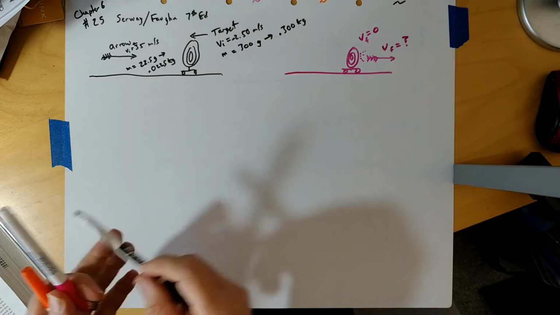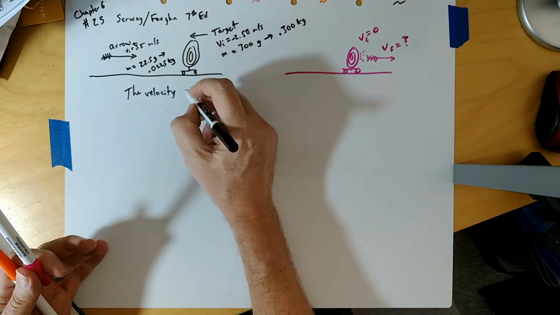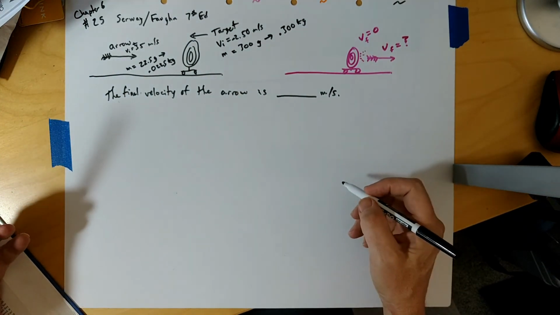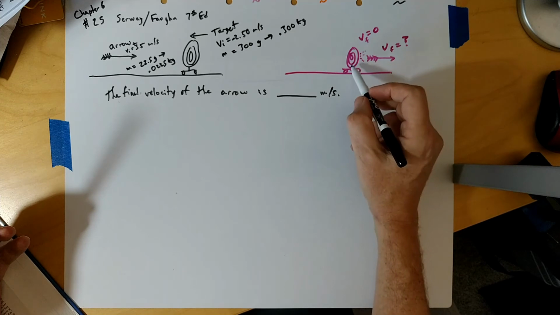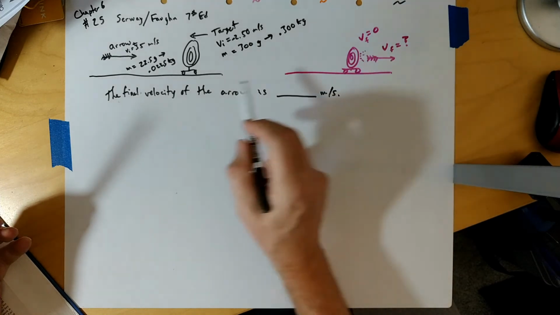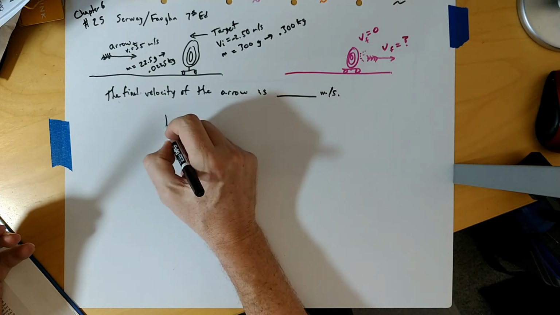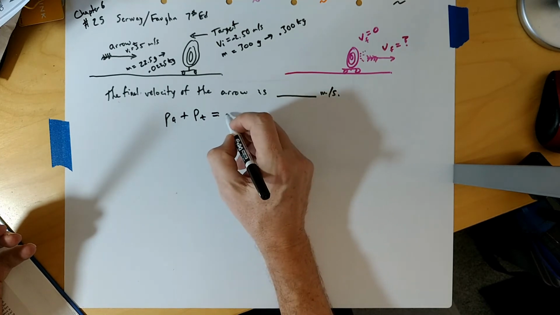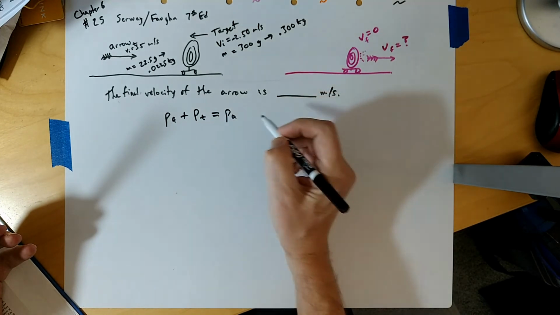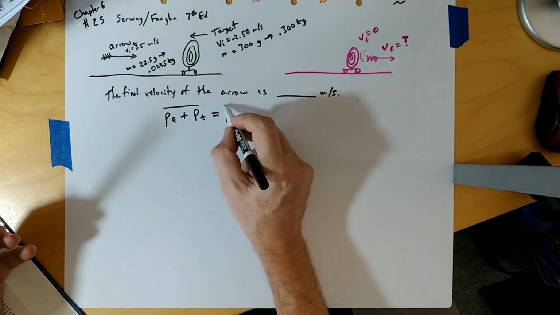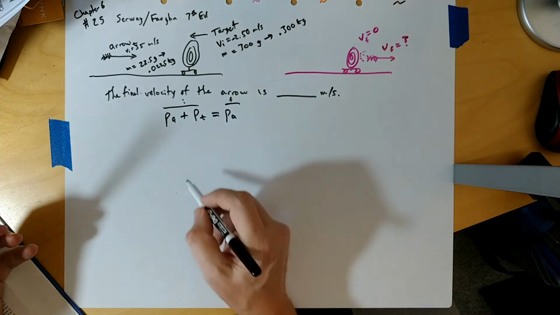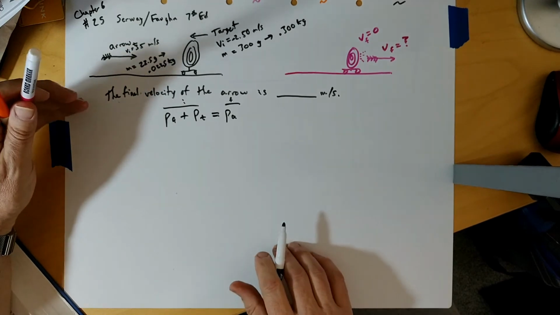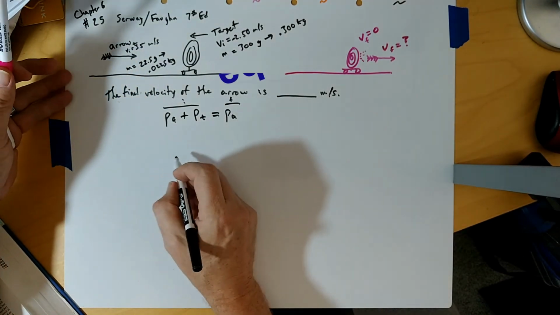So I'm going to write a quick sentence here. The velocity... now I might also note that here, if this has no momentum, then all of the initial momentums, P arrow plus P target, is going to equal P arrow after. So now we're going to write out our equation as the next piece.